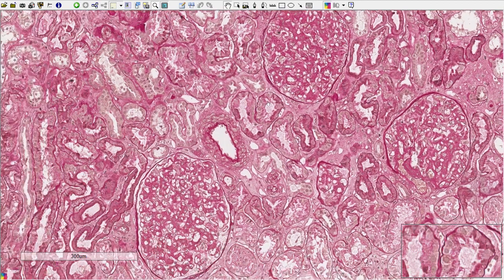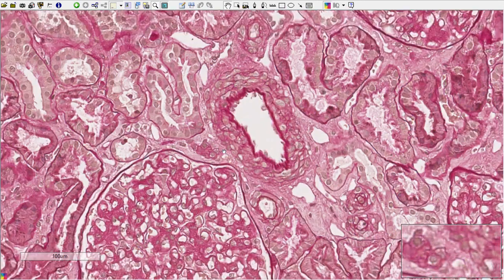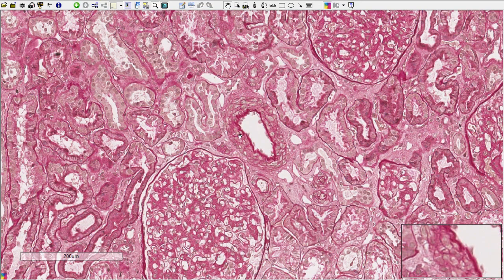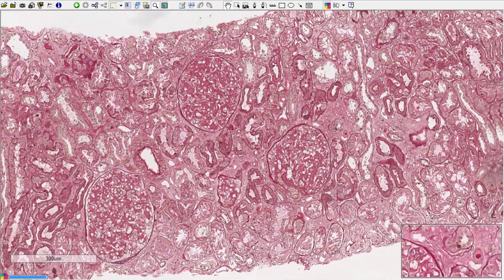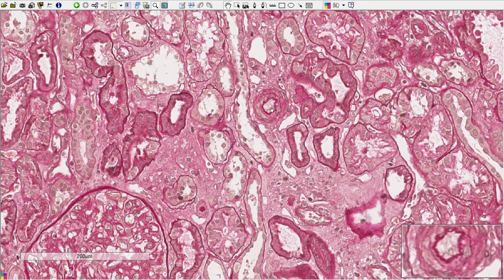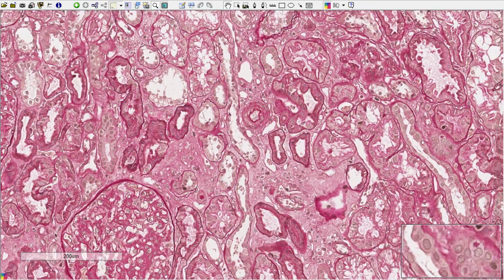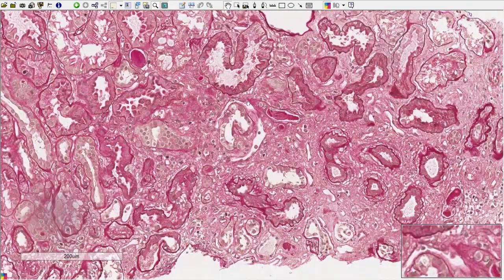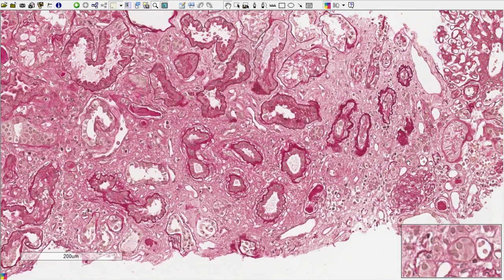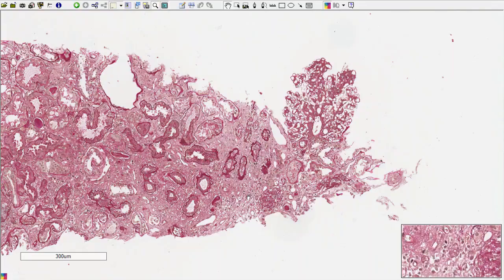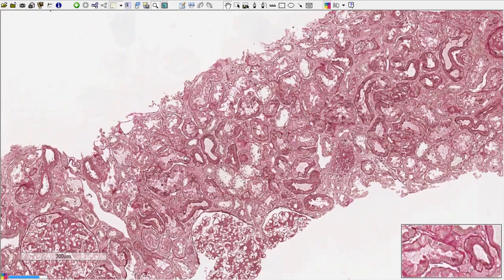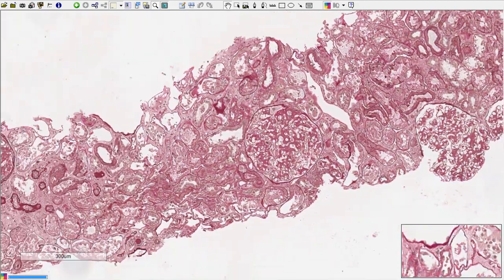Let's go and take a look at the vessel. There is a mild thickening of the media of this small artery here. It's a small artery or an arteriole with thickening of the media. Here we have an area of interstitial fibrosis with tubular atrophy. We have also an obsolescent glomerulus here. No crescent, no endocapillary proliferation.